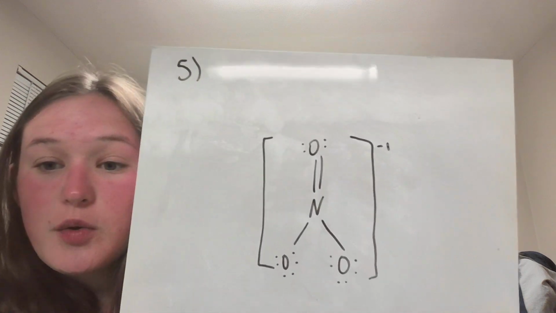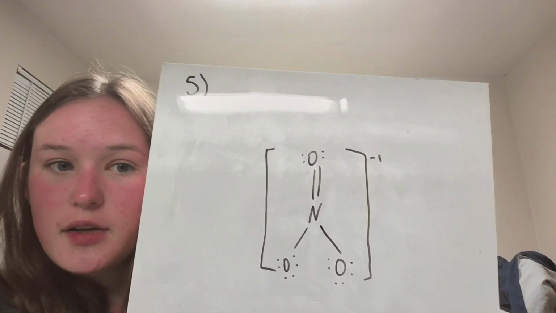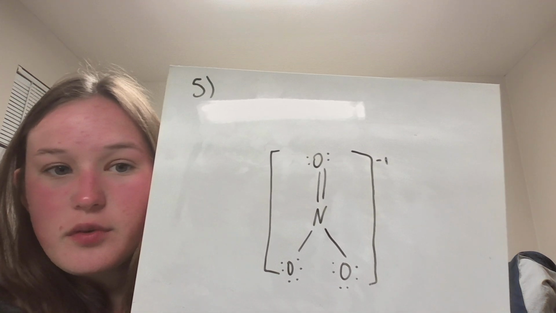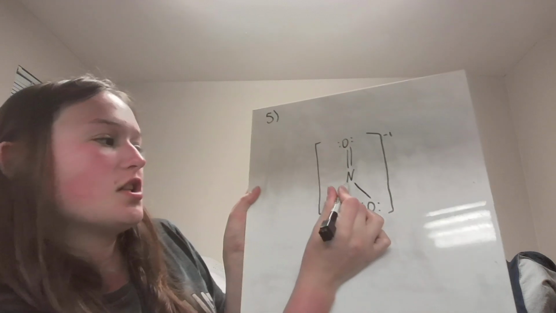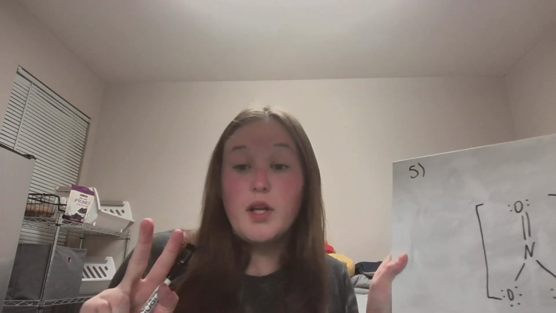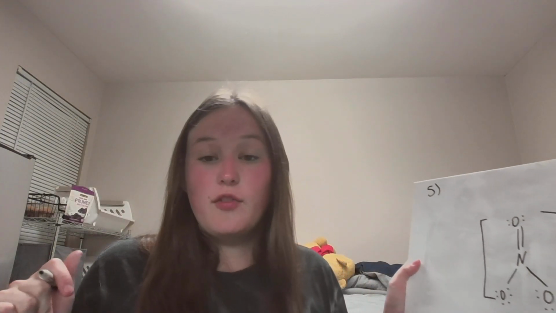Hey guys, we're going to be doing question number 5 on the study guide. The question is the formal charge on nitrogen in this structure. So we need to find the formal charge on this nitrogen. There are two ways we can do this, so we're going to do the math way first.